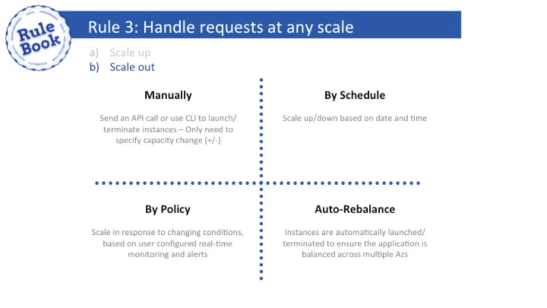Auto-scaling can be done various different ways. So you can auto-scale manually. You can trigger it via an API or a simple command line to launch or terminate instances. You can do it by schedule, so a particular time of the day, week, month, year. By policy, so in response to changing conditions, so dynamic data driving the amount of resources that are deployed. And also on something called an auto rebalance, so that if there are problems in an availability zone, for example, we'll ensure that we automatically keep the right pool of resources available to service your demand.